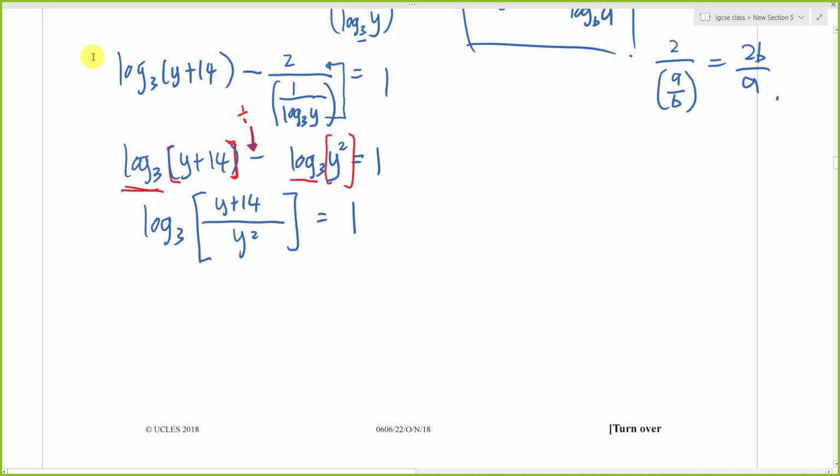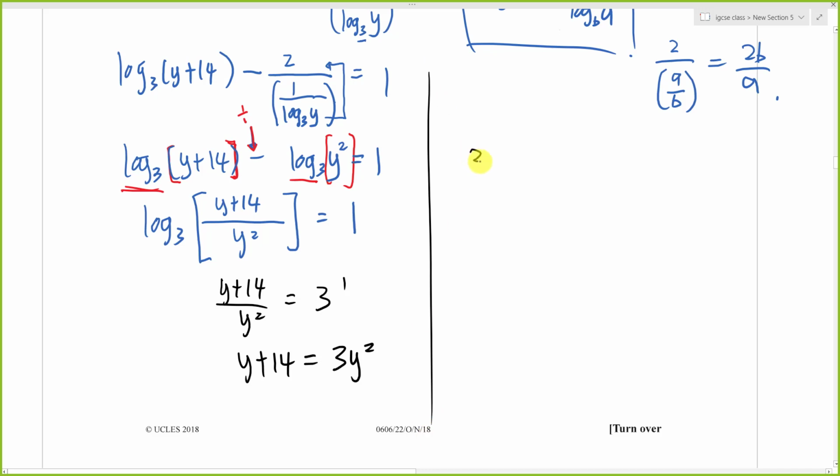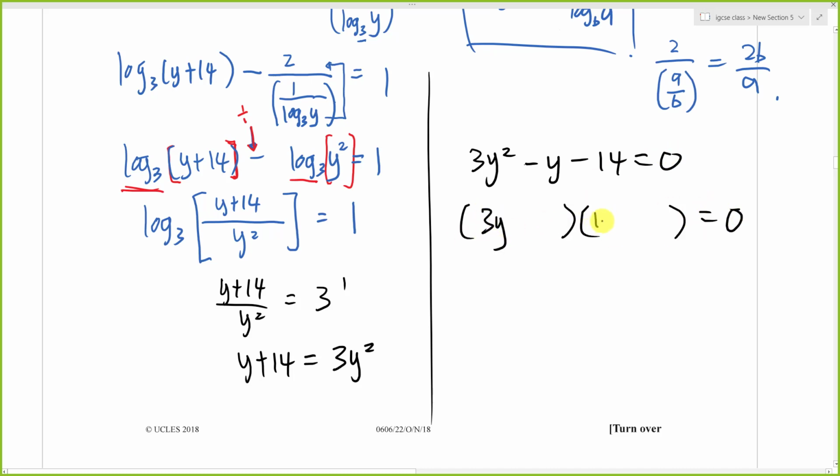So the next thing I will do is, yeah, throw my log 3 to the other side. It will become 3 power 1. So yeah, then you know it's a quadratic. So yeah, just solve it. So we have 3y squared minus y minus 14 equals 0. I hope we can factorize without decimal. This one will be 3y and y. This one will be 7 and 2. Then minus and plus.